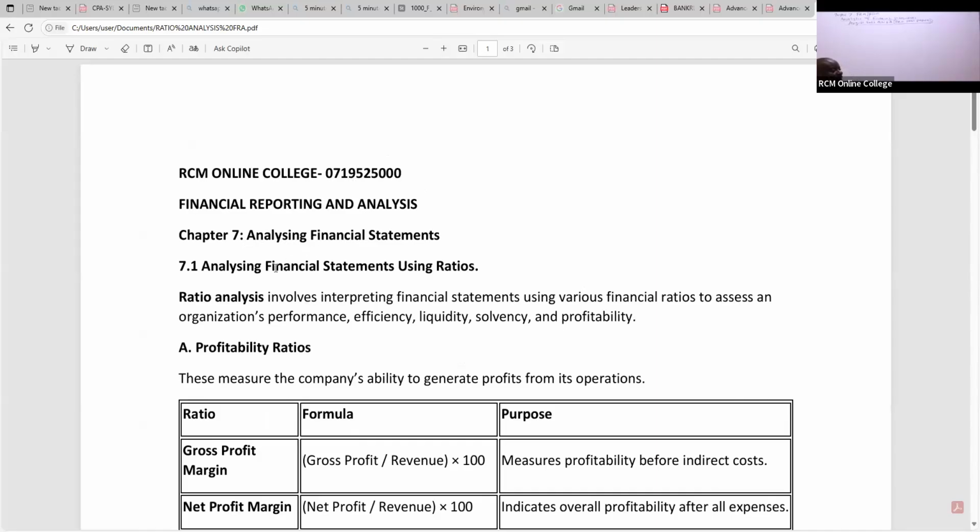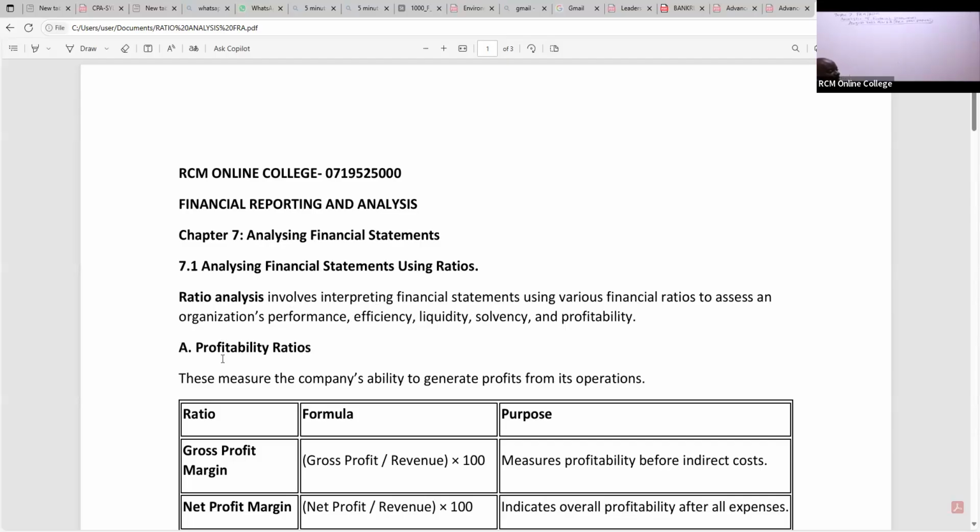And we shall start with the analysis of these financial statements using the famous ratios. So ratio analysis involves interpreting financial statements using various financial ratios to assess an organization's performance, in terms of profitability, efficiency, how efficient we are, for example, in terms of collecting our debts, liquidity, and solvency.